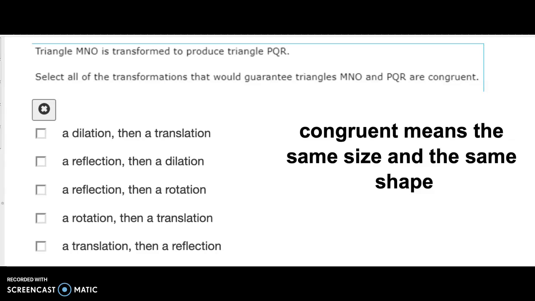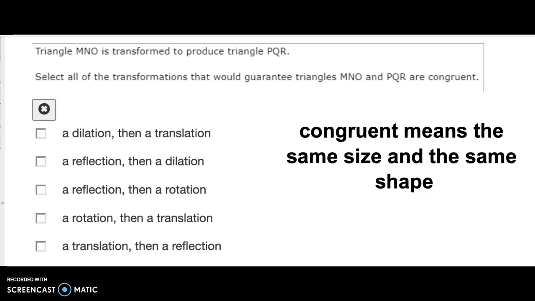So at first when we read this question, the automatic thing that comes to a lot of people's heads is, how am I supposed to answer this? There's no picture. We don't have a graph. I don't know what triangle MNO and triangle PQR look like. But that's okay. You don't need a graph or a picture to answer this question.